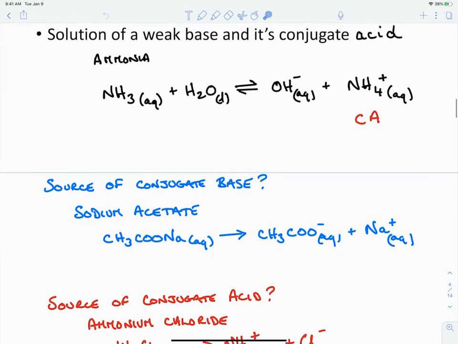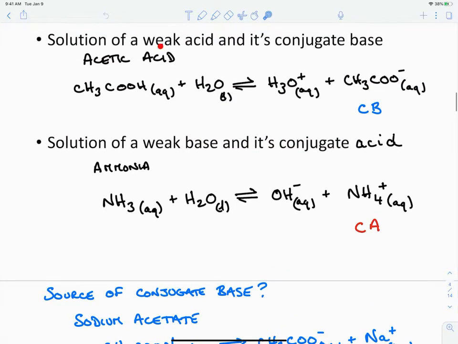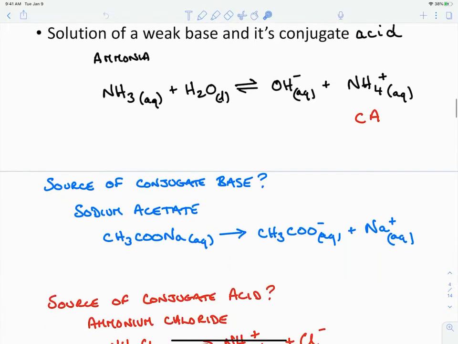So if we wanted to make a buffer solution of a weak acid, we would take acetic acid, and then we would need some of its conjugate base, and its conjugate base is acetate. And in order to get that, we would add some sodium acetate. And you might say, well, what happens to this sodium over here? Well, this sodium dissolves in water, it's in the solution, but it's not involved in the reaction.